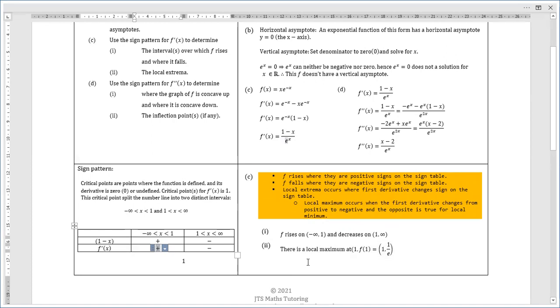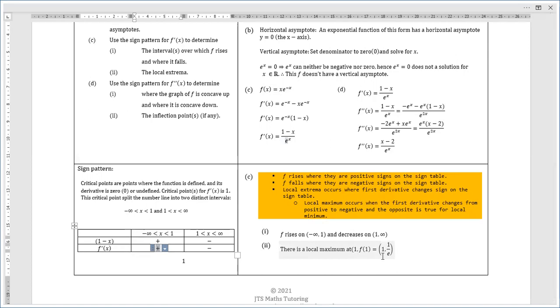So there is actually going to be a local minimum at, because where does it change? You can see from this sign table, it changes here at 1 from positive to negative. So what we do now is that we plug in this 1, not into this first derivative, but into the original what? Into the original function. So we can see that there's a local maximum when x is 1 and y is 1 over e.